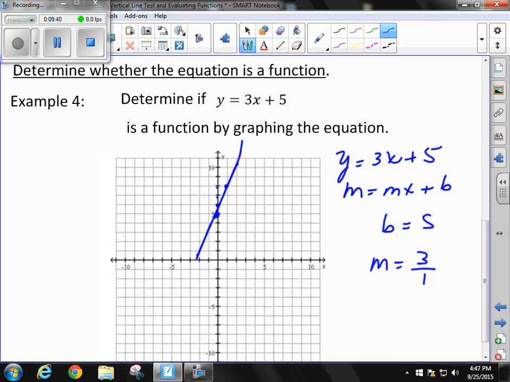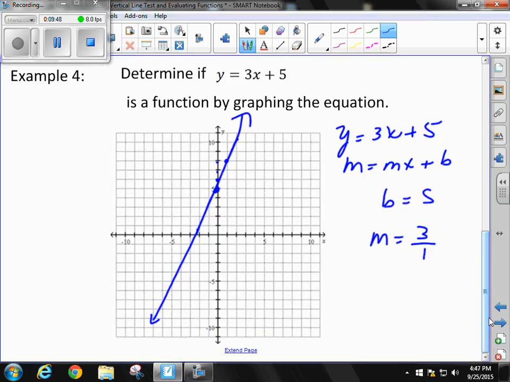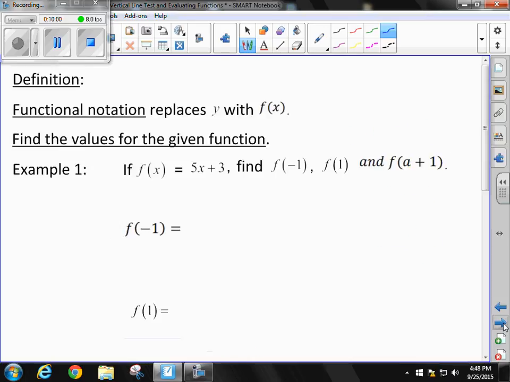And we want to give the domain and the range. Actually, it doesn't ask for the domain and the range. But you can see that how far left it goes, negative infinity, how far right, positive infinity, how low, negative infinity, how high, positive infinity. Didn't ask for that.